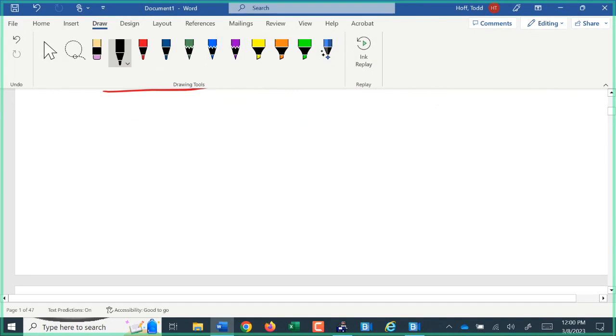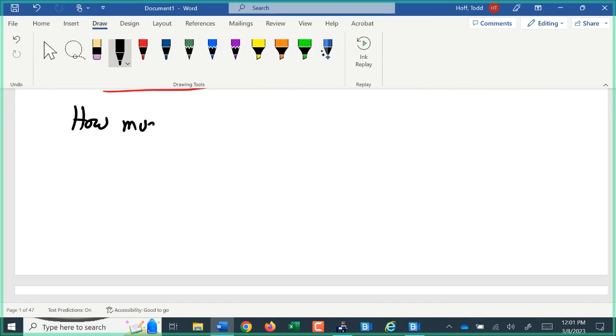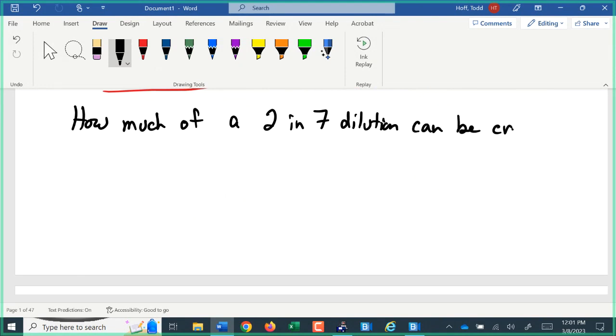Or we can look at it from the other side. How much of a 2 in 7 dilution can be created using 150 milliliters of NS.